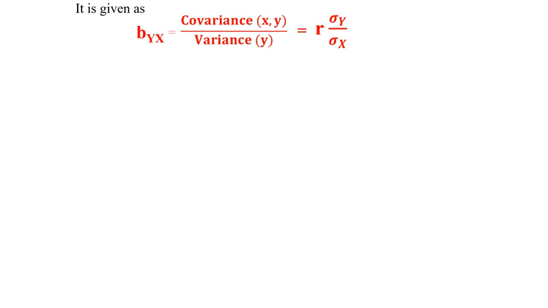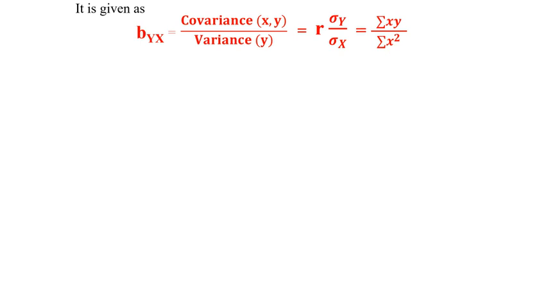This can be simplified when we take the deviations from mean, not assumed mean, mean. The relationship R into standard deviation of y divided by standard deviation of x can be written as summation of small x small y divided by summation of small x square.